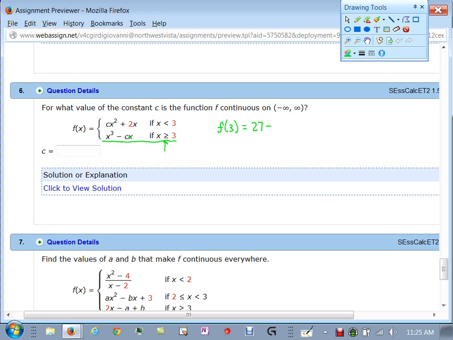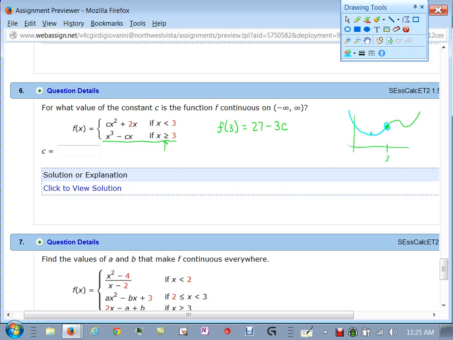Minus c times 3 is 3c. So that's what we know the function's value is at 3. So again, if we're graphing this at 3, we know the function's value there is actually 27 minus 3c. To the right of it is our cubic function, and now what we want to do is try and come in with a parabola and make it join in here like this.